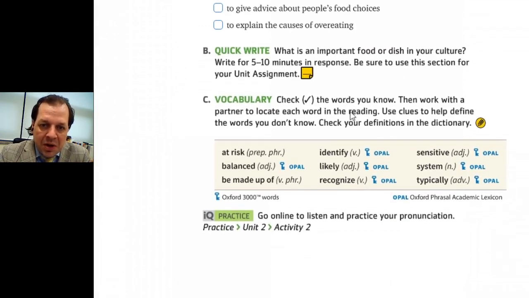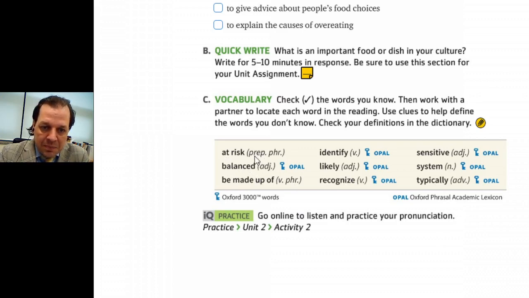Vocabulary. Check the words you know, then work with a partner to locate each word in the reading. Well, you don't need a partner. You can very easily locate each one. Okay. If you're unsure of these words, you can check your own dictionary. IQ practice, that is your online work. So you can leave that for after the student book, or you can stop here and go into your online workbook and work on it. It's up to you. But let's just take a look at some of these words.